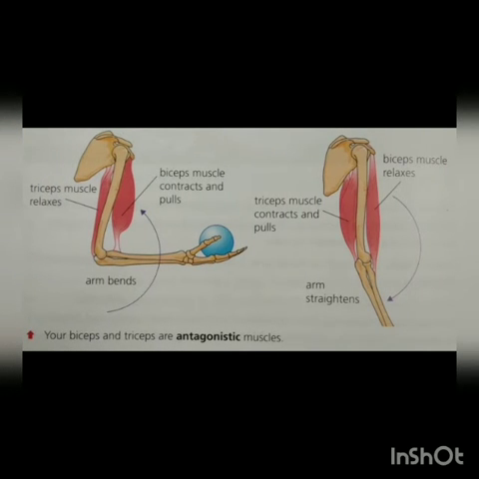As you all can see in this diagram, when the arm is being folded, my biceps is contracting and your triceps is stretching, relaxing. And when you are straightening your hand again, your biceps is stretching, whereas your triceps is contracting and becoming short. So these are antagonistic muscles.